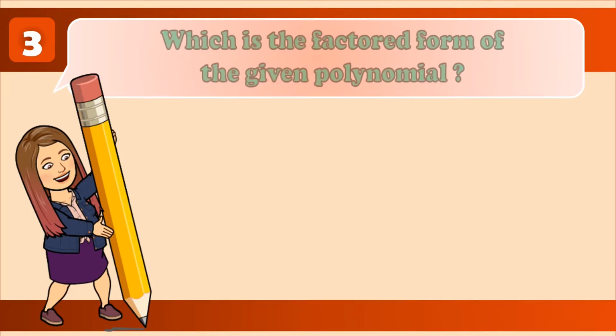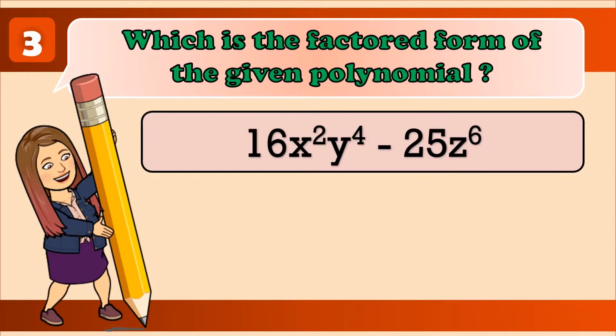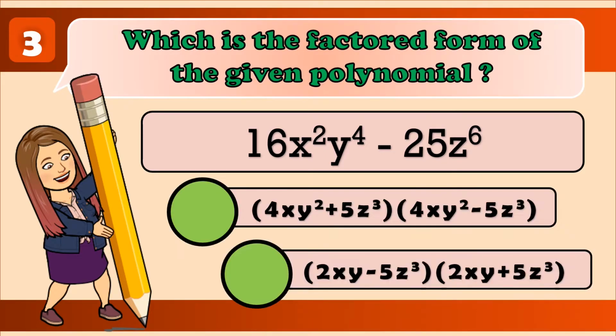Lastly, which is the factored form of the given polynomial 16x squared y to the power of 4 minus 25 z to the power of 6? You are given two choices. Think it over. Pause. Do you have the answer? Correct. It's the quantity of 4x y squared plus 5z cubed multiplied with the quantity of 4x y squared minus 5z cubed.